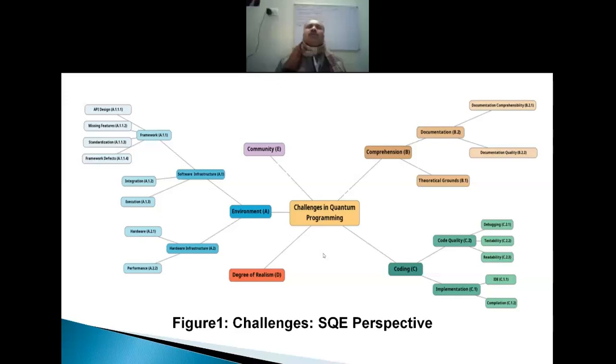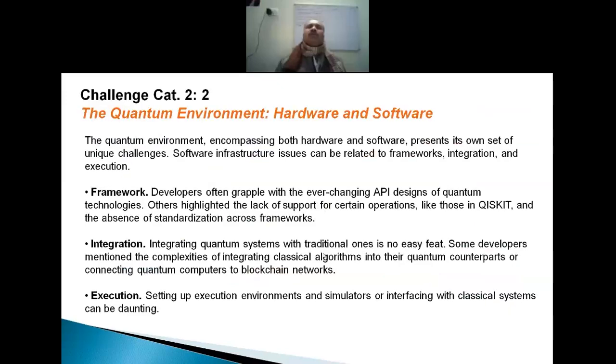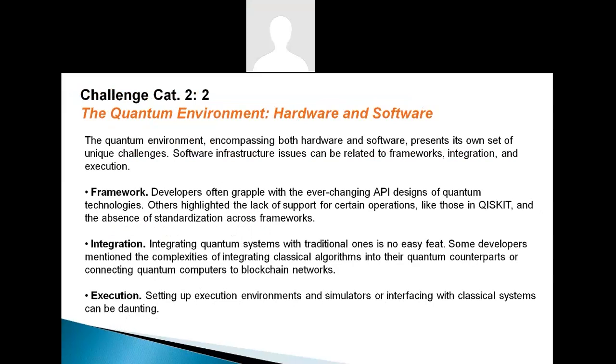Now we can go to challenge number two, the quantum environment, hardware and software. The quantum environment encompasses both hardware and software. Right now you can divide it into three portions. First is the framework, second is the integration, and third is the execution.